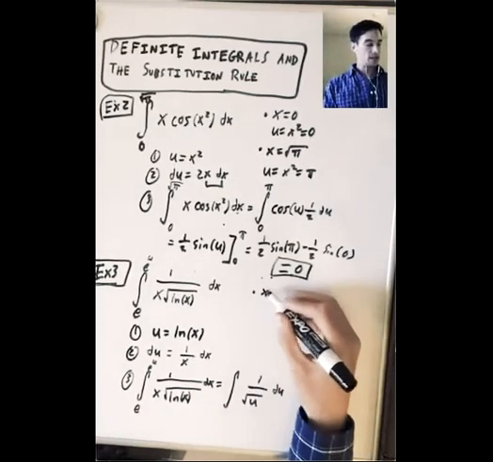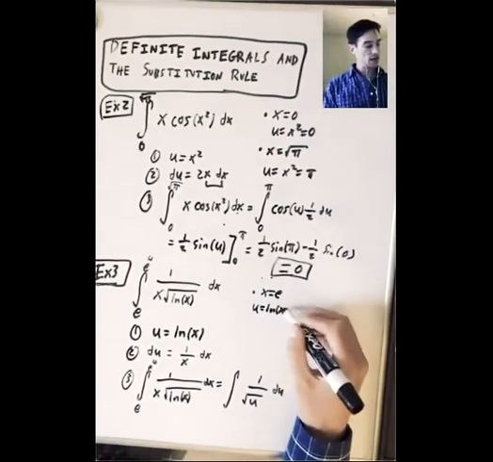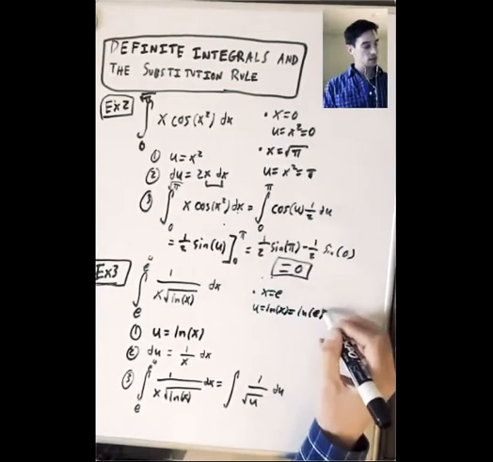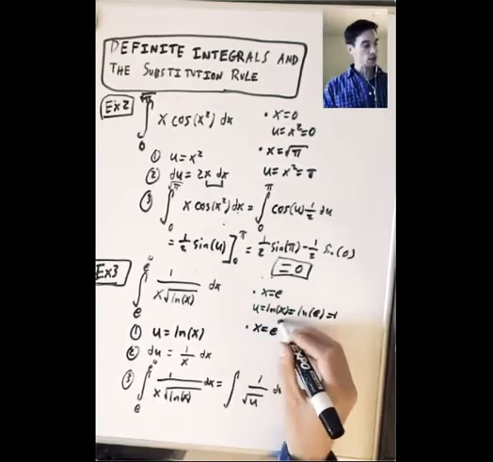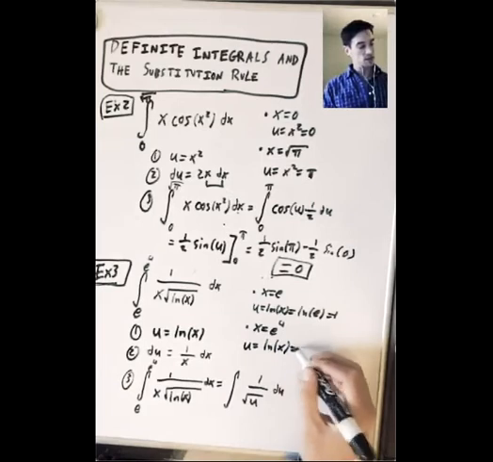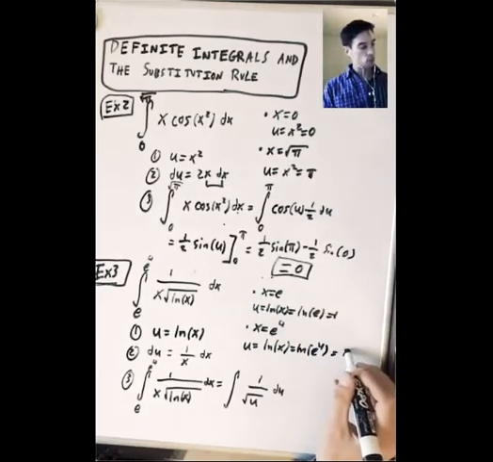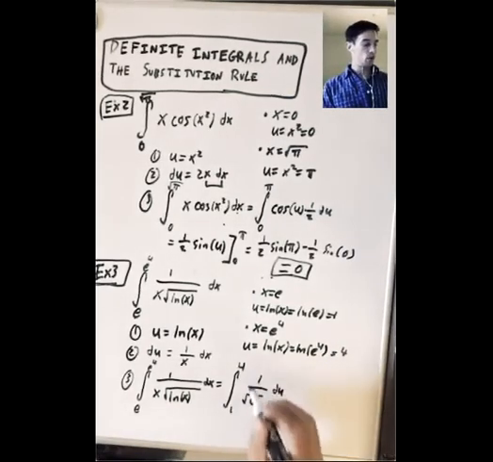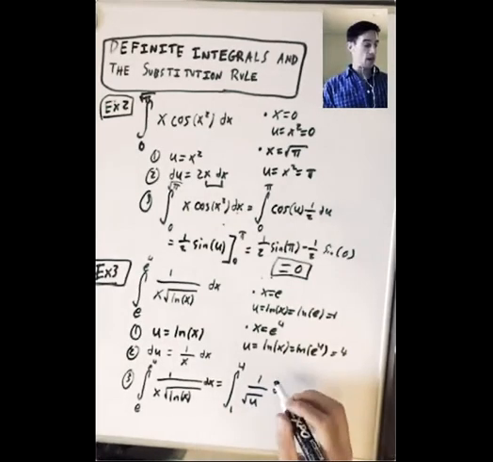So when x equals e, u equals natural log of x equals natural log of e, which is 1. And when x equals e to the 4th, u equals natural log of x equals natural log of e to the 4th, which is 4. So we just need to take the integral from 1 to 4 of 1 over square root of u, which is u to the minus 1/2 power.